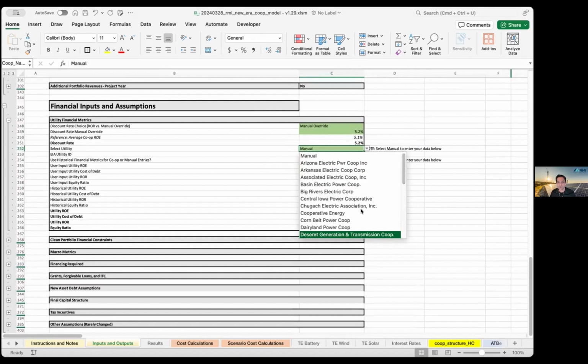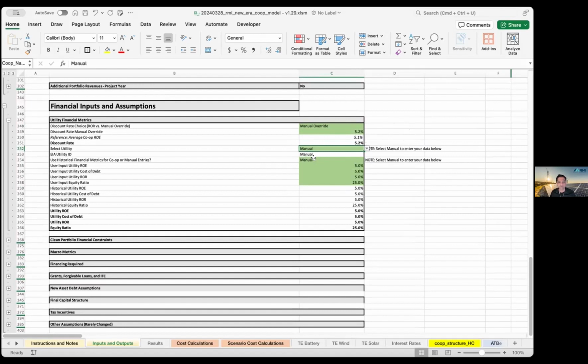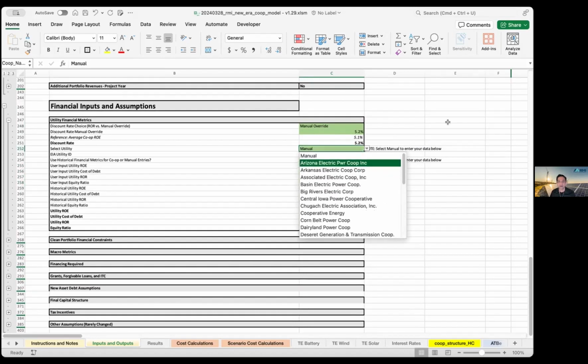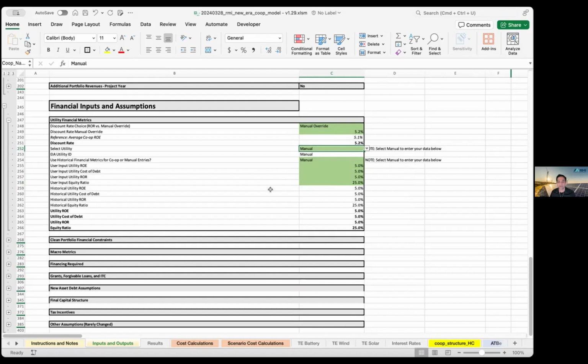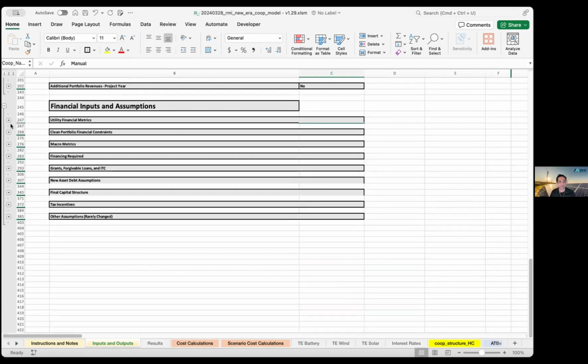And so you can choose a utility. If your utility appears here, if your cooperative appears here, we can auto-populate some of these ROE, ROR, and cost of debt metrics. However, the default is that you would input this manually, and that you are required to input your expected ROE, your cost of debt, your overall ROR, and your historic equity ratio as financial inputs. And again, if your utility happens to be on our list, you can select that from your most recent annual report.